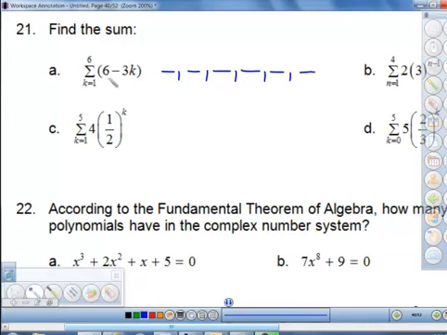To find our first term, we substitute in a 1. So 6 minus 3 times 1. Well, 3 times 1 is 3. 6 minus 3 is just going to be 3. Okay, that's this one. Now if I put in a 2 here for my second term, 3 times 2 is 6. 6 minus 6, that's going to be 0. Okay, then if I put in a 3 here, 3 times 3 is 9. 6 minus 9 will be negative 3.